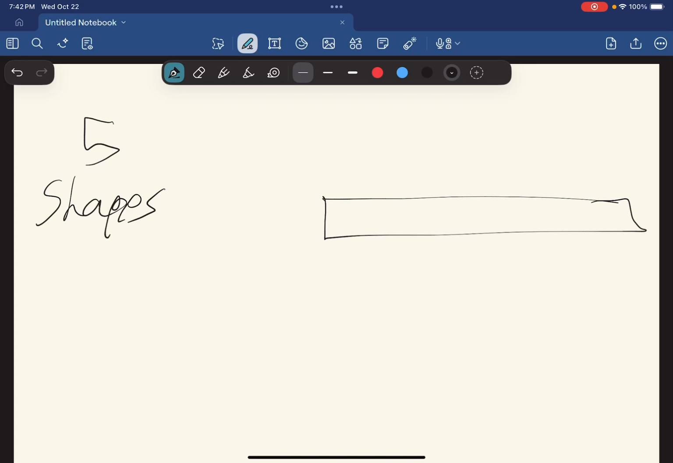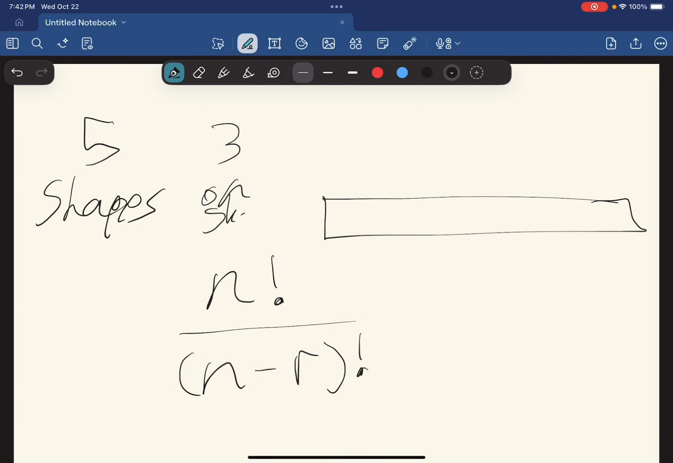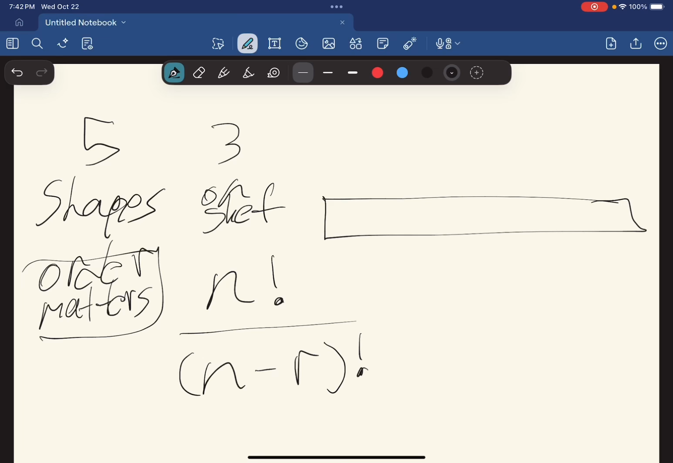And they say that order matters. So if order matters, that's obviously a permutation question. And the formula for permutation is n factorial over n minus r factorial. It's a very important formula. As I said, there's 5 shapes, and you can fit 3 shapes on the shelf at a time, and order matters. That means permutate.